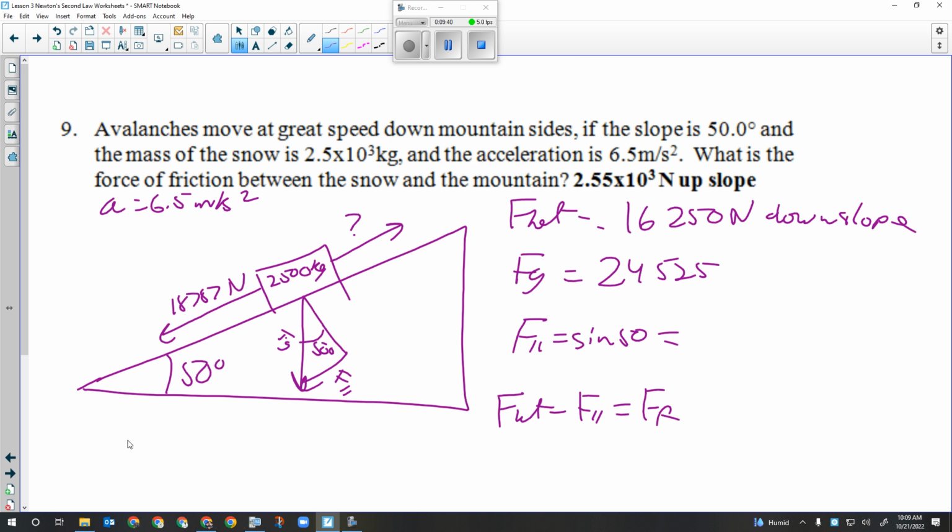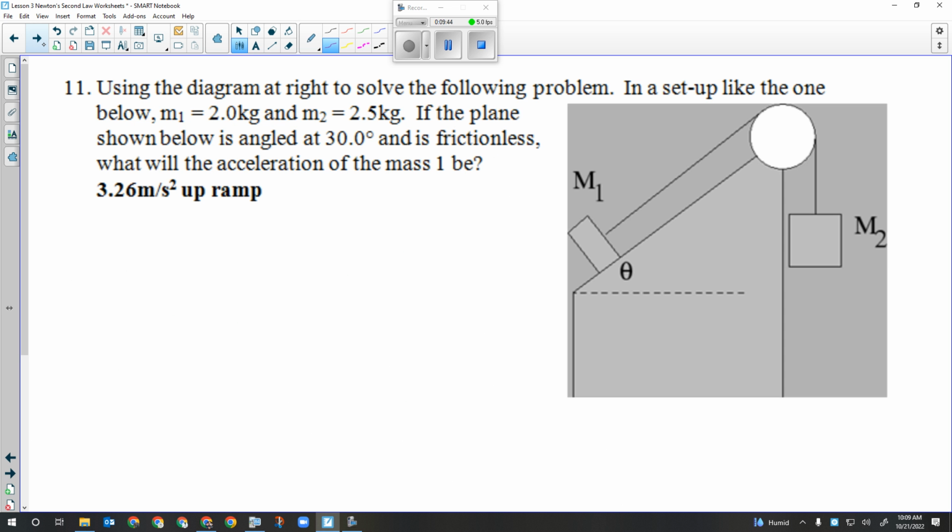How many people are done number 11? Hands up, done 11? Okay, I'll give you a few more minutes on 11. It's got a pulley in it, so it's an inclined plane, but it's also a system. This one was on the final exam once.